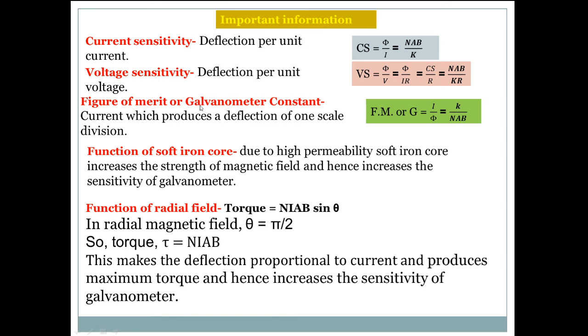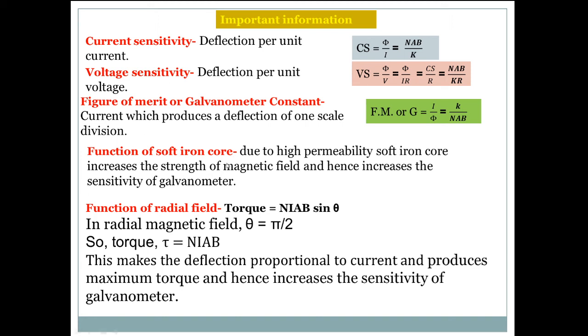Another very important term: figure of merit or galvanometer constant. The current which produces a deflection of one scale division is called galvanometer constant or figure of merit. So it is I by phi, current per unit deflection. So we can say it is the reciprocal of current sensitivity.